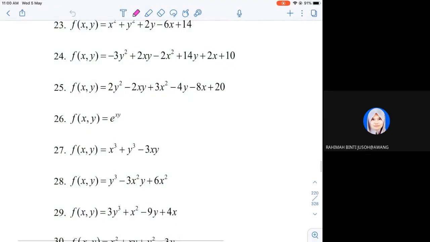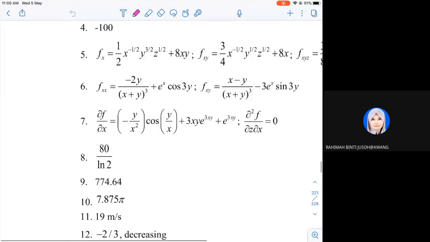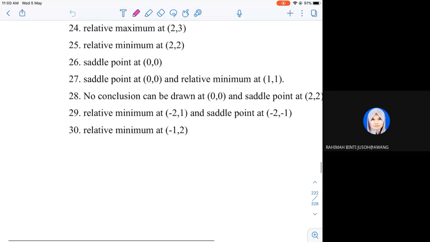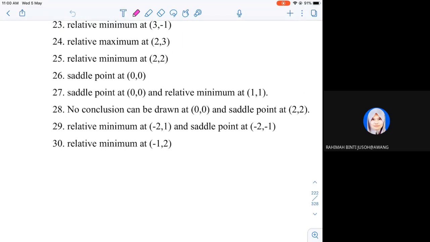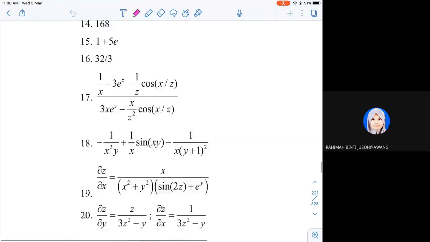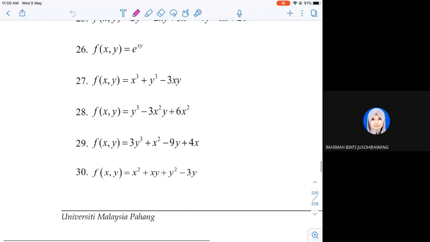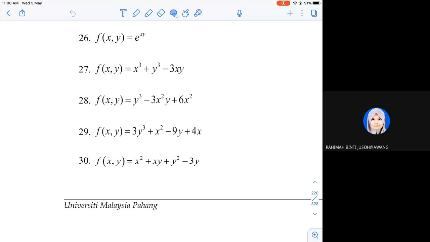Satu lagi soalan. Saya nak cari yang ada 2 lah. Sekejap saya nak jawapan yang ada 2. Question number 29 lah. Menarik sikit question number 29. Alright, this question. Copy.